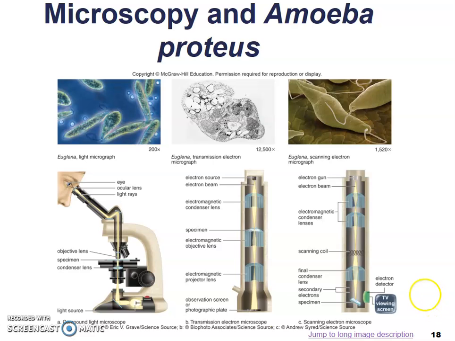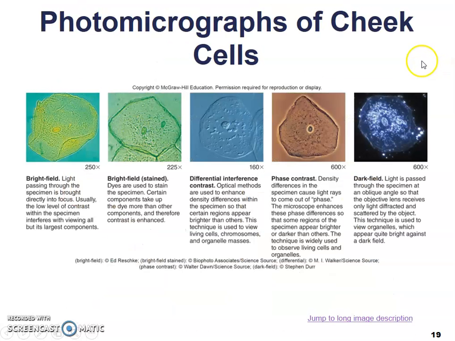Here is the graphic comparing a light microscope to a transmission electron microscope and a scanning electron microscope. So it gives you an idea of the different types of images created by each type of microscope. Here we have some photos of cheek cells using different mediums, different contrasts. I know in your notes it's black and white, so take a few minutes, study these. I think these are pretty awesome images. So just take a minute to look at those.